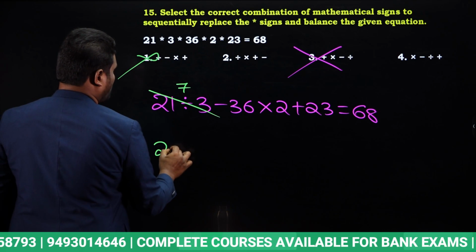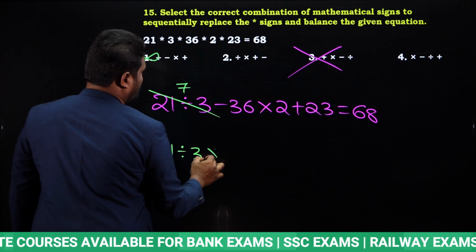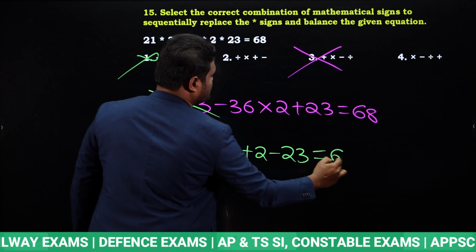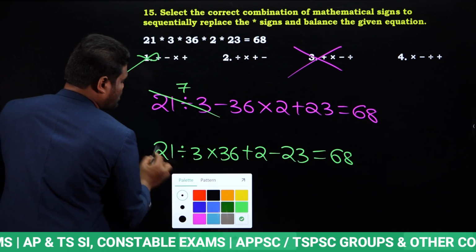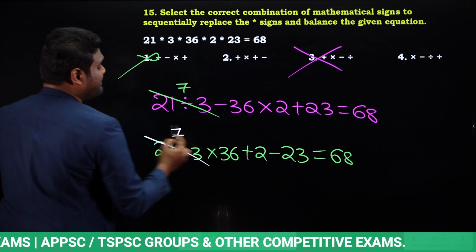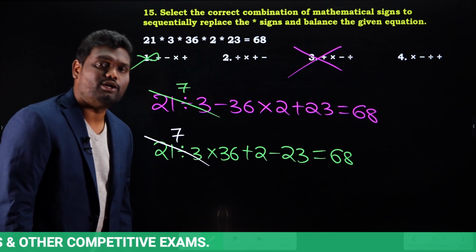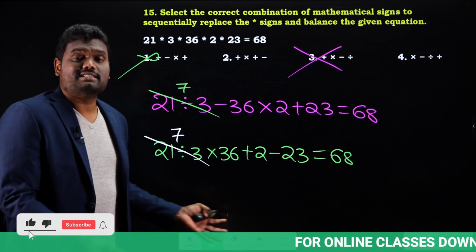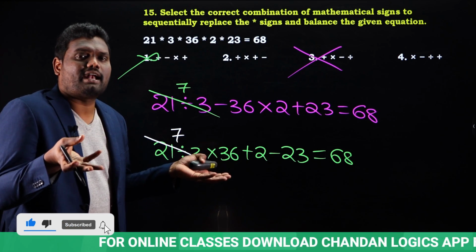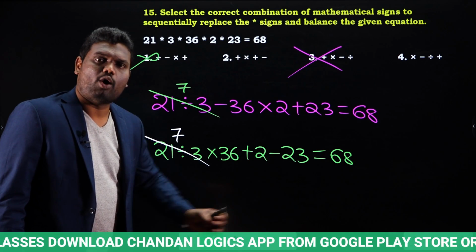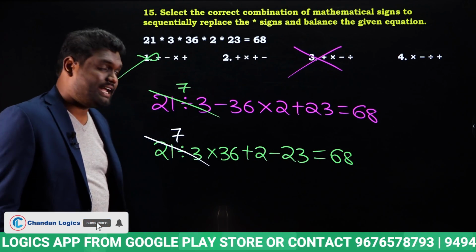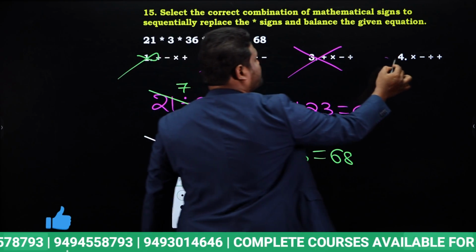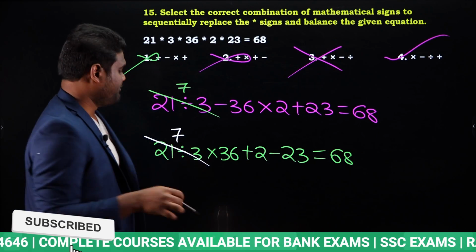Next one, if you observe, 21 divided by 3 into 36 plus 2 minus 23 equal to 68. Now 21 divided by 3 is going to be 7. Now 7 into 36, how much is this going to be? 252. 252 plus 2 minus 23 equal to 68. Will it come? No. Why? The reason is 250 is already a bigger number. From a bigger number, if I subtract 23, again it should be a bigger number. But it is showing 68, which means this is also going to be a wrong answer. So definitely it is very clear that option 4 is going to be the right answer. If you want, you can verify also.